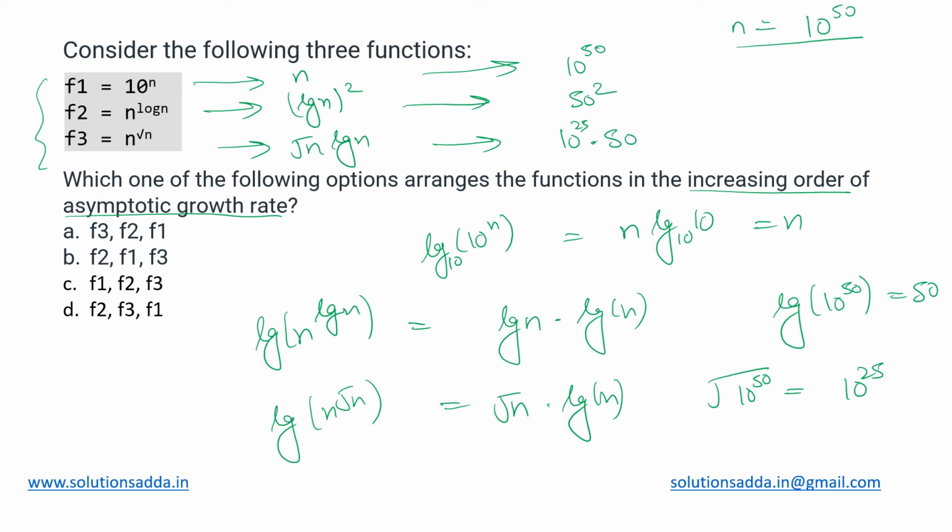It can be seen that f1 is the biggest of them because it is 10 to the power 50. So that will come first in the decreasing order. Then after that, f3 would be second and f2 will be third, 50 squared. So in the increasing order, they turn out to be f2, f3 and then f1. That is their increasing asymptotic growth order. So we'll be going with option D.